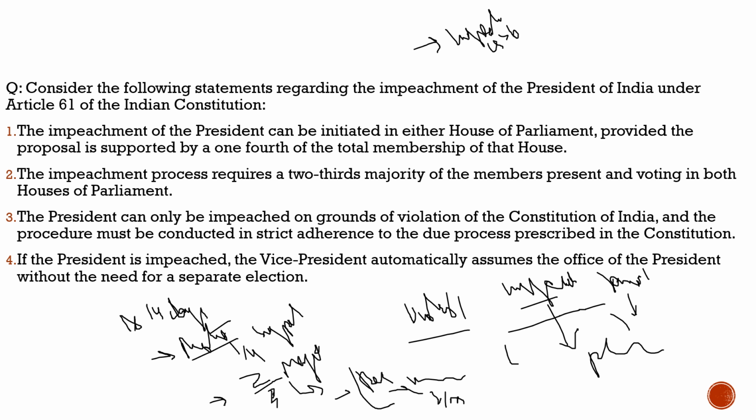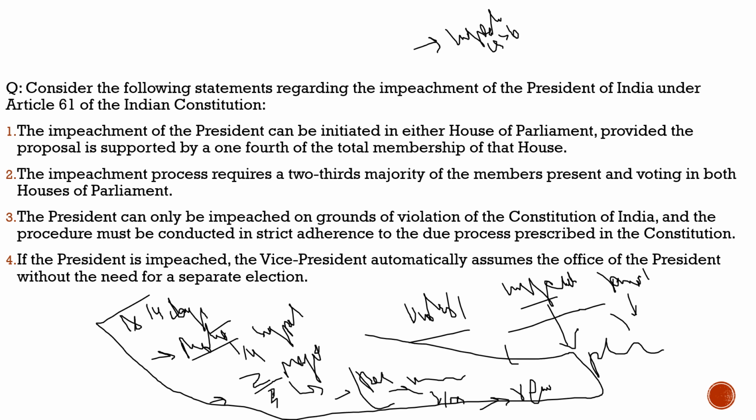Once it is passed by both houses, the president will respond to the questions, and once the second house investigates and clarifies that all the allegations against the president are right, then he is removed from his post. Then the removal process is started. When the investigation is supported by a two-thirds majority of the house, the president is removed. So this is the whole process of the removal of the president.